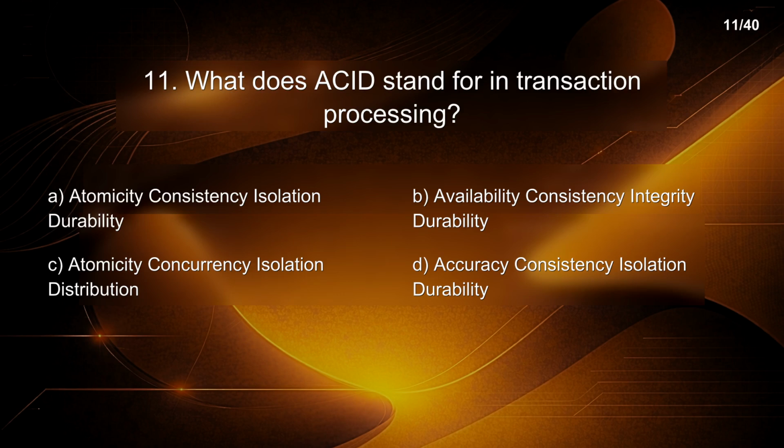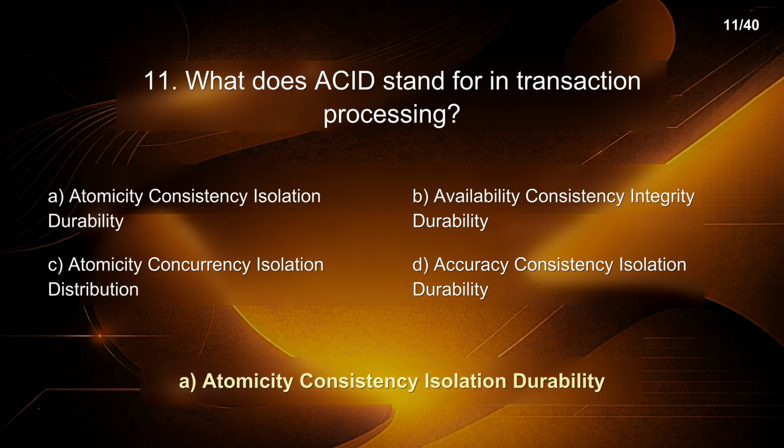11th question. What does ACID stand for in transaction processing? A. Atomicity, consistency, isolation, durability. B. Availability, consistency, integrity, durability. C. Atomicity, concurrency, isolation, distribution. D. Accuracy, consistency, isolation, durability. Correct answer is A. Atomicity, consistency, isolation, durability.